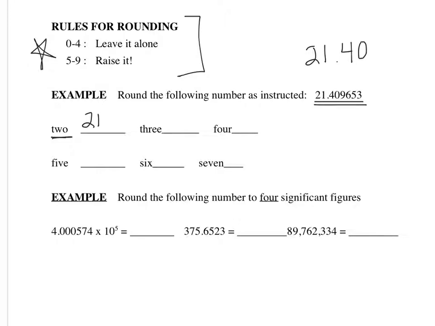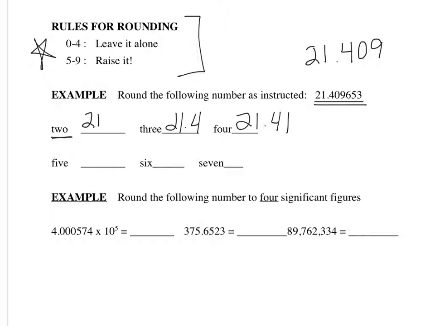Well, if I want to round it to 3 significant figures, now all I'm doing is looking at the 21.40. So for 3 significant figures, that 0 again means leave it alone, so it's going to be 21.4. 4 significant figures, now I'm looking at the 21.409. So if I want 4 significant figures, it's going to be 21.4. Well, now I look and I see that that 9 is going to cause that 0 to raise up to a 1. So 21.41.